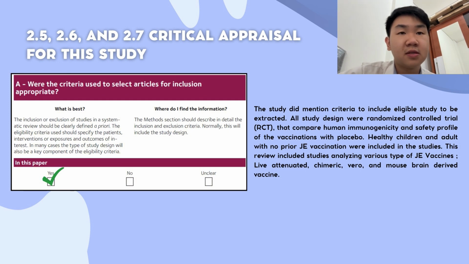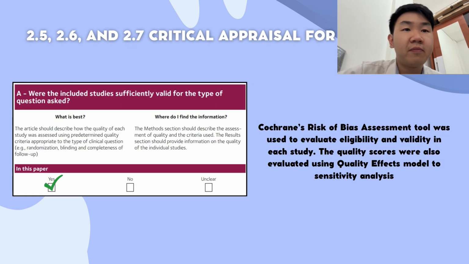The Cochrane risk of bias assessment tool was used to evaluate eligibility and validity in each study. The quality scores were also evaluated using a quality effects model for sensitivity analysis.